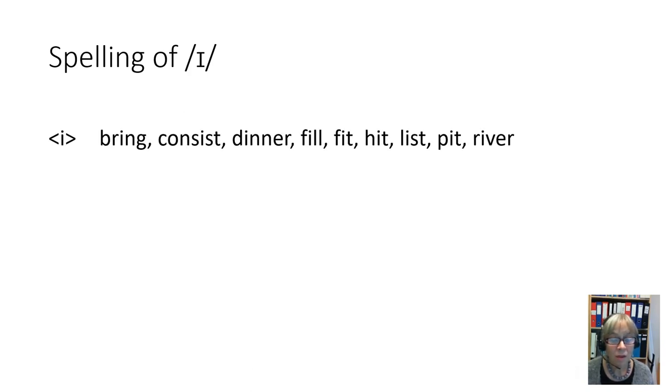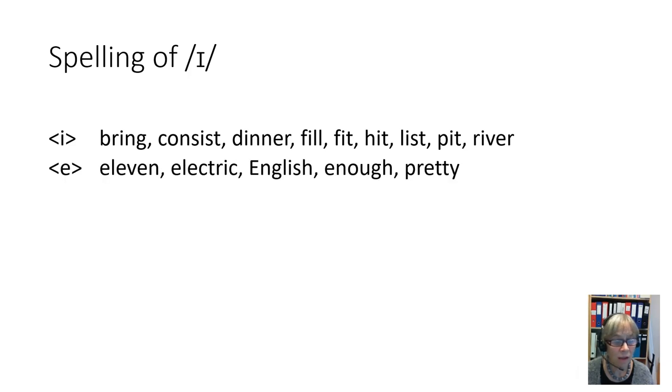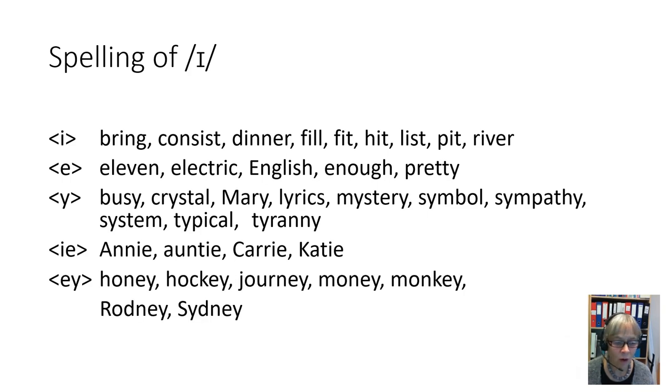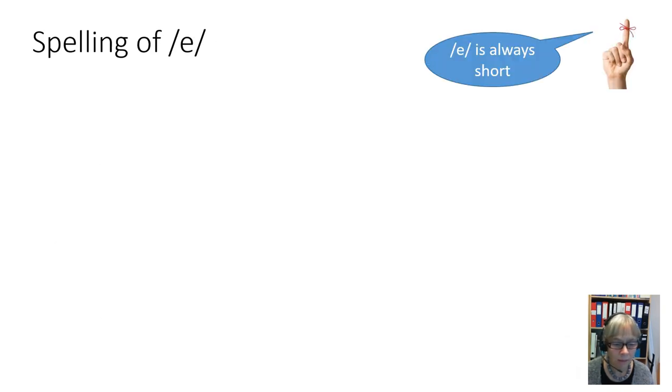Short I can also be spelled in a number of different ways. I, as in bring, consist. E, as in eleven, electric. Y, as in busy, crystal. Beware of this one. It's easy for us Norwegians since we're used to saying E. There's no such sound in English. It's busy, crystal, merry, lyrics, mystery, symbol, sympathy, system, typical, tyranny. IE is another spelling, Annie, auntie, and EY as in honey, hockey, journey.